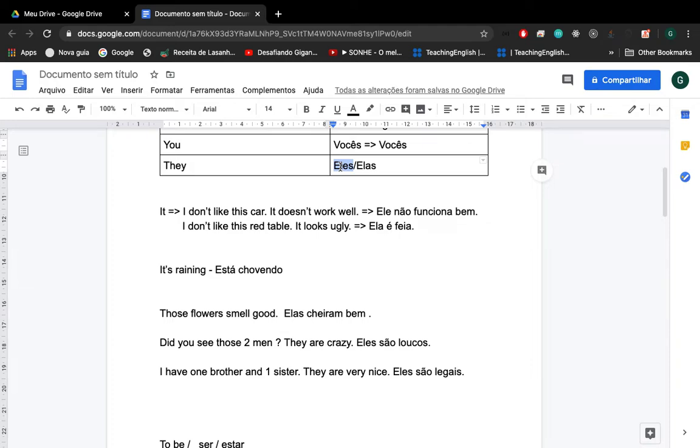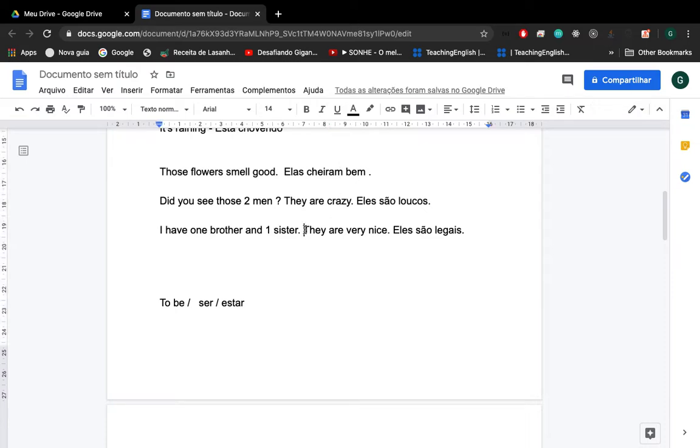eles can be only men or men and women together, people of the male and female gender together. So when I say they in English, meaning brother and sister, I would translate it into Portuguese as eles. Okay, because there's a man and a woman. In this case, it can be a boy and a girl, okay? But male and female together. They are very nice. Eles são legais.